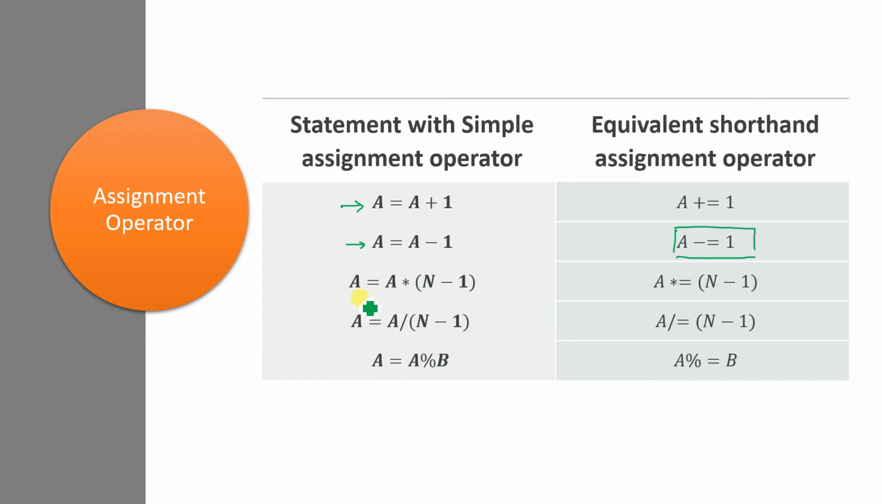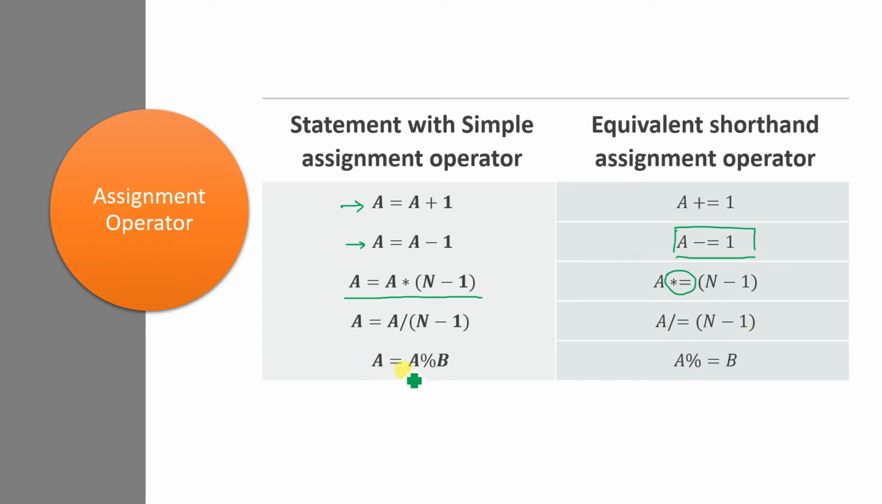You can also use the shorthand notation for writing expressions. Here you can see a is equal to a into n minus 1, which can also be written as a into equal to n minus 1. So into equal to is a shorthand notation over here. Similarly, a is equal to a divided by n minus 1 can be written as a divided equal to n minus 1.